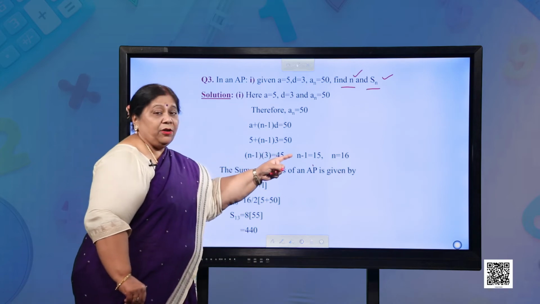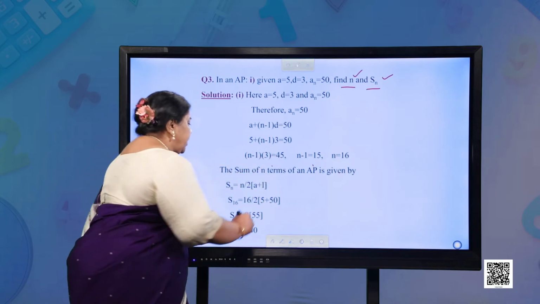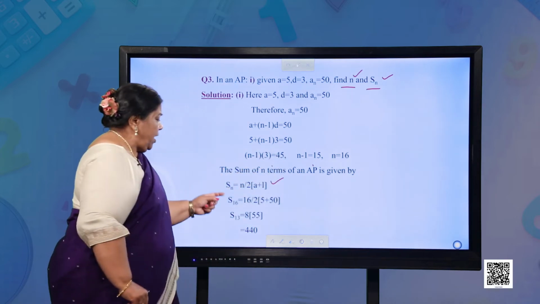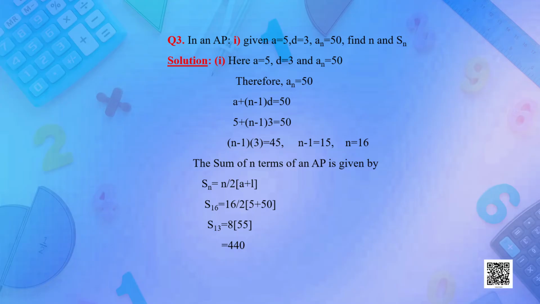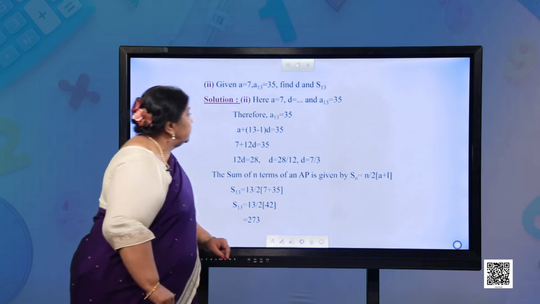After calculating the value of n as 16, we can use again the sum to n terms formula. Sn is equal to n upon 2 into (a plus L), that is equal to 16 upon 2 into (5 plus 50). So, we get 8 into 55, that is obviously equal to 440. Is it clear? Okay. Let us see the next one.